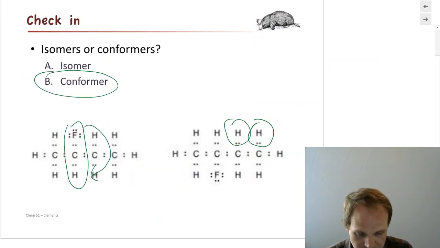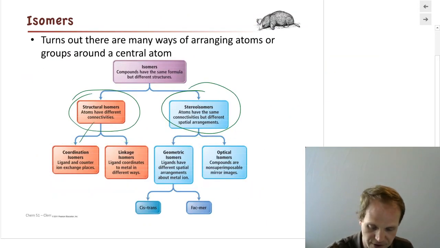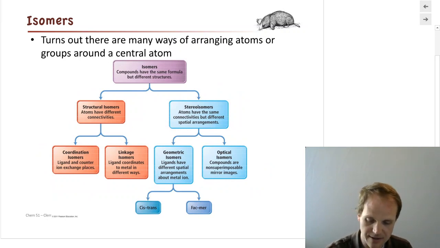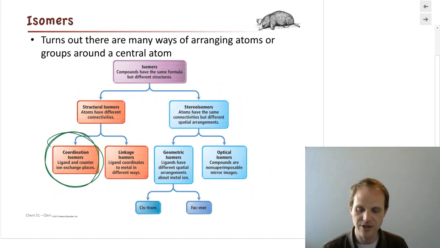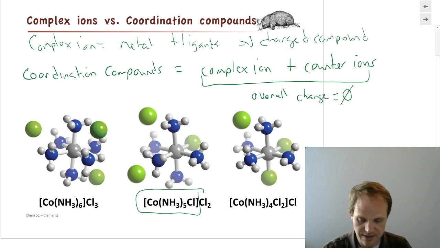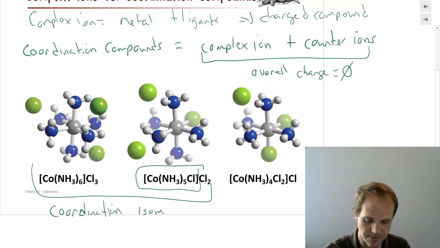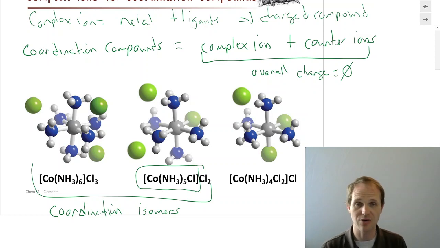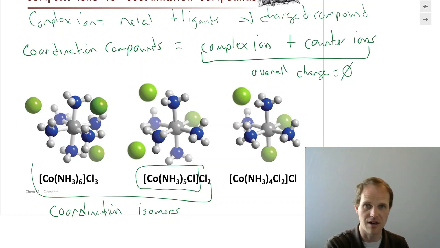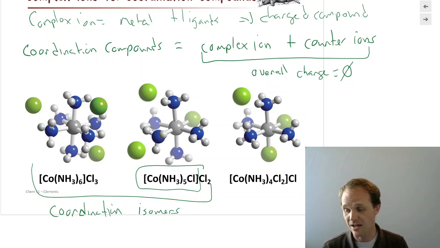Now, if we look back over here to our flow chart, what is that? It's called a coordination isomer. The ligand and the counter ions are changing places. So these 2 things here are called coordination isomers. We are trading out a ligand for a counterion in a coordination compound. Lots and lots of language to keep track of, but it's important to try to keep track of these things and talk about them accurately.